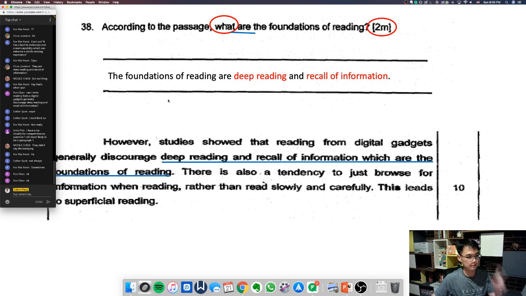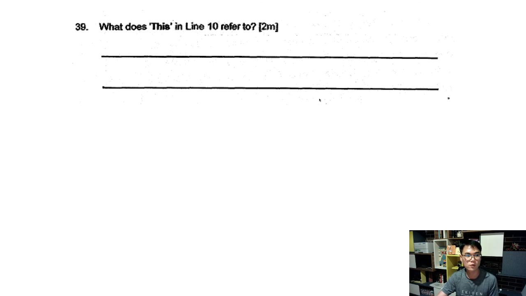Okay, great, Genesis. Glad that you have learned from that. So that's a good mistake to make so that you learn not to answer unless it is to the question. Okay, now let's move on to question 39.